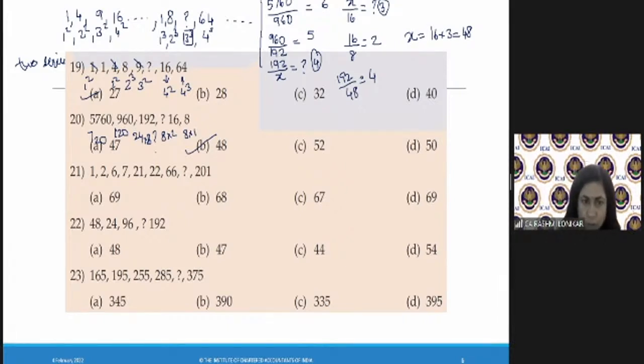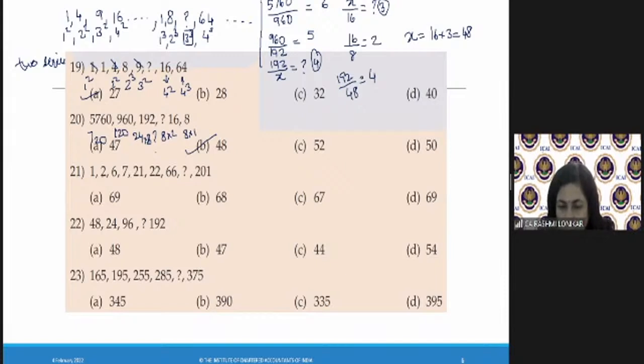Let us go to the 21st sum. Now I can see 1, 2, 2, 6, 6, 7, 7, 21, 21, 22, 22, 66. See, just by looking at this, I can see that this is not following any proper method, because after 6, I have 7, then I have 21, 22. Okay. Now I look deeply. First, I try to see the whole series. I'm not able to get anything.